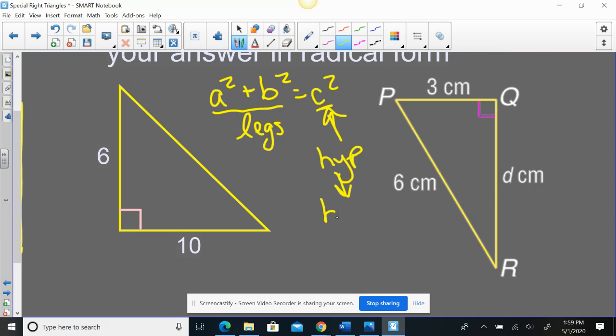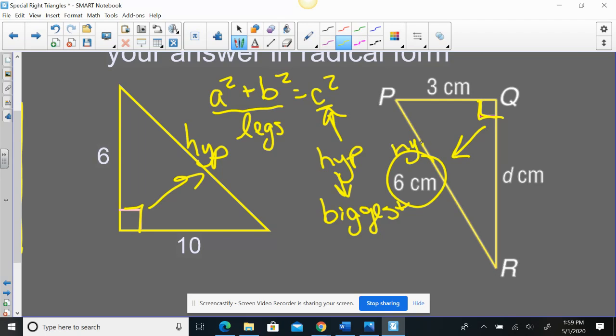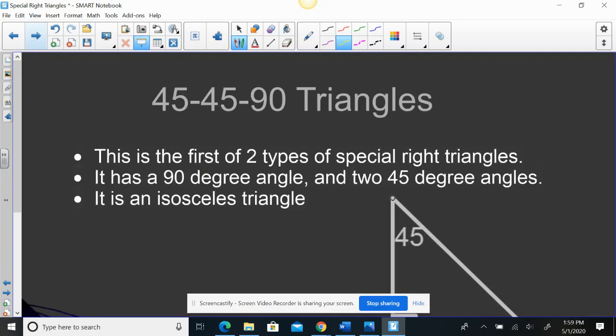And remember, your hypotenuse is always the biggest side, and it's always the side, if you find the right angle, opposite it. So if this is my right angle, this would be my hypotenuse. If this is my right angle, this would be my hypotenuse. So hopefully you remember that. All right, so let's dive in.